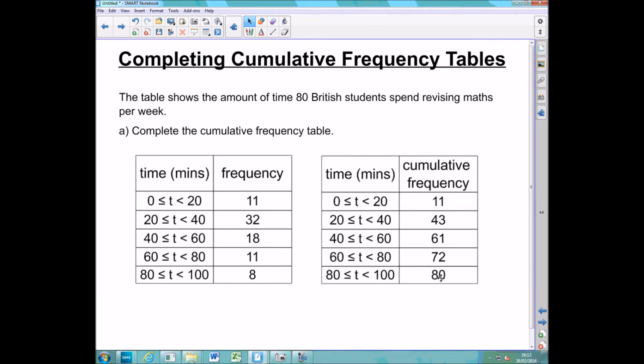Now I've got a really quick check here. This 80 in this box here, I can quickly check to make sure that this matches up with this value here, this 80 here. Okay, so there's a little clue in the question that we should be ending up with 80. So this 80 down here will match up with that 80 there if you've got it right.